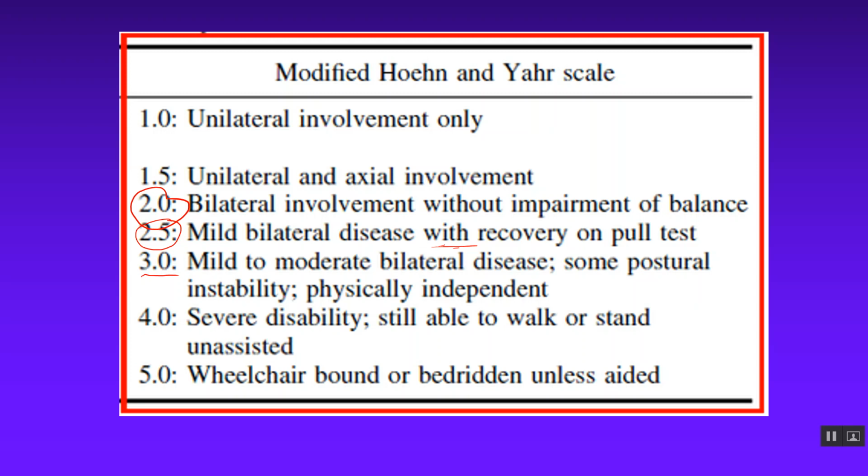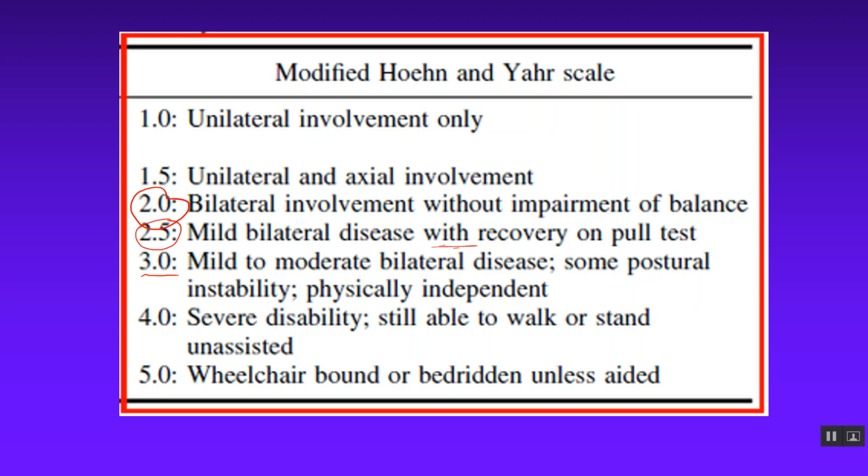3 is mild to moderate bilateral disease, some postural instability. At this point, they're probably struggling with that pull test. They're not having consistent ability to recover from a pull test, but they're still physically independent. A level 4 is severe disability, still able to walk or stand unassisted, but they're probably requiring some care. They're not taking care of themselves at this point, but they're still able, with given enough time and the right conditions, to stand up and walk unassisted. May need a walker, may need a cane or something like that. The level 5 is wheelchair bound or bedridden.